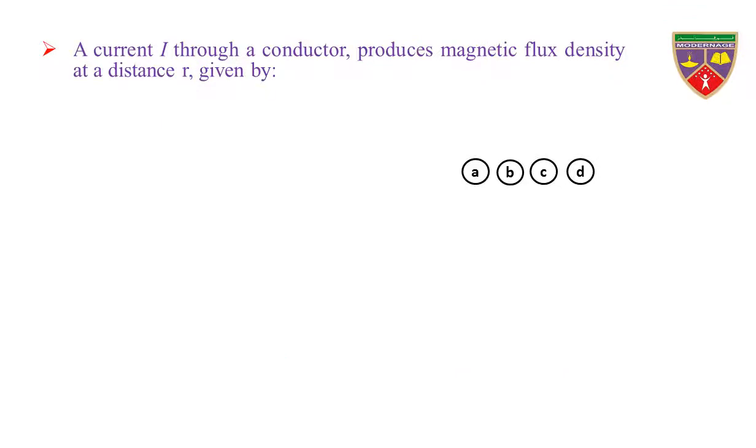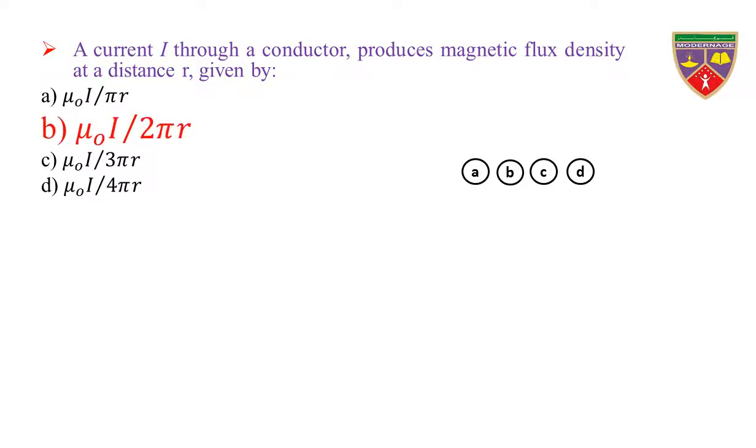A current I through a conductor produces magnetic flux density at a distance r given by: option A, mu naught I divided by pi r; option B, mu naught I divided by 2 pi r; option C, mu naught I divided by 3 pi r; option D, mu naught I divided by 4 pi r. The key is mu naught I divided by 2 pi r. Therefore, the correct option is B.